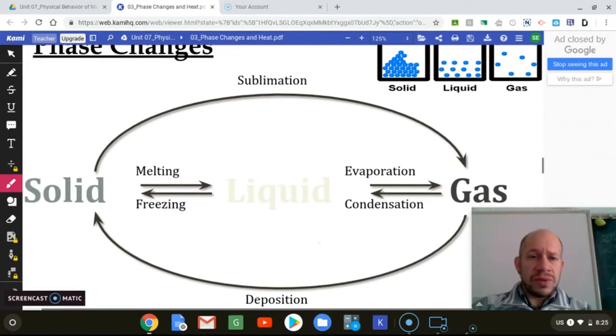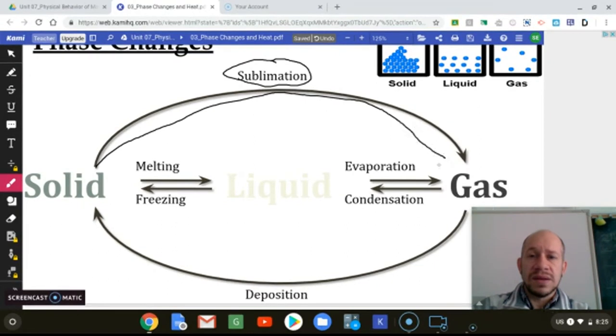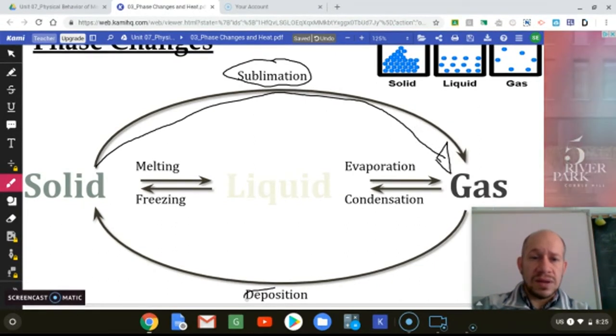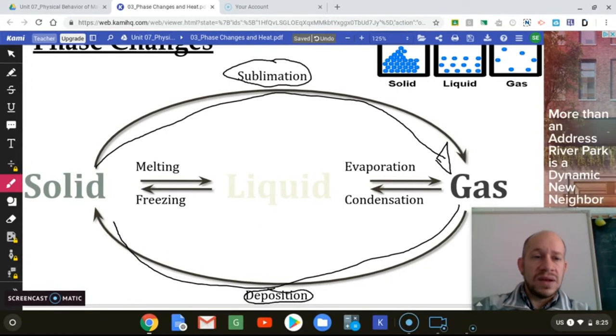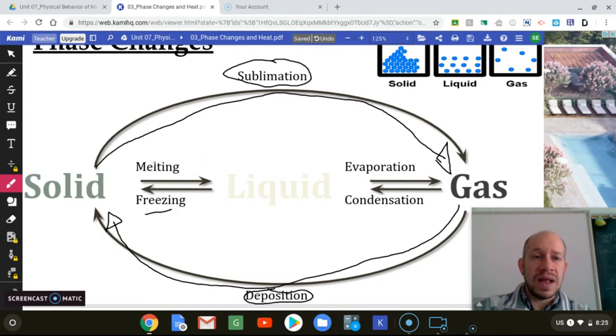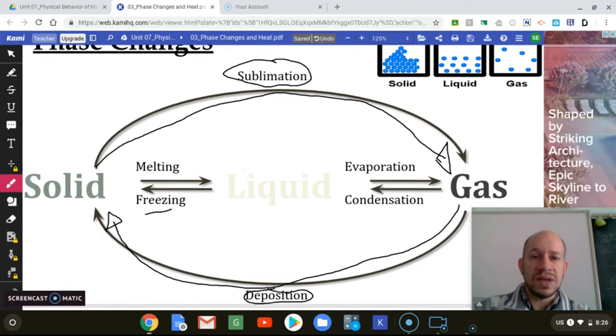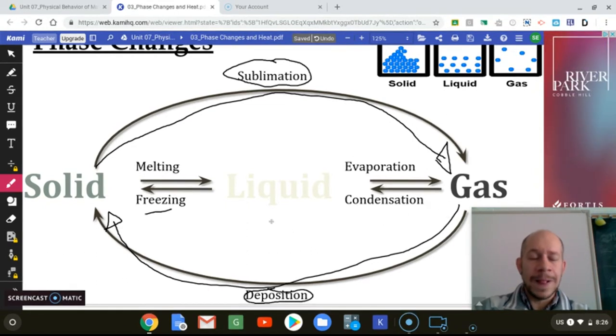Phase changes, most of these you're familiar with, but two new ones. Sublimation. Sublimation is going directly from a solid to a gas. And deposition. Deposition is going directly from a gas to a solid. The rest of these you should be familiar with. Freezing, if I'm going from liquid to a solid. Melting, going from a solid to a liquid. Evaporation, going from a liquid to a gas. And condensation, going from a gas to a liquid.